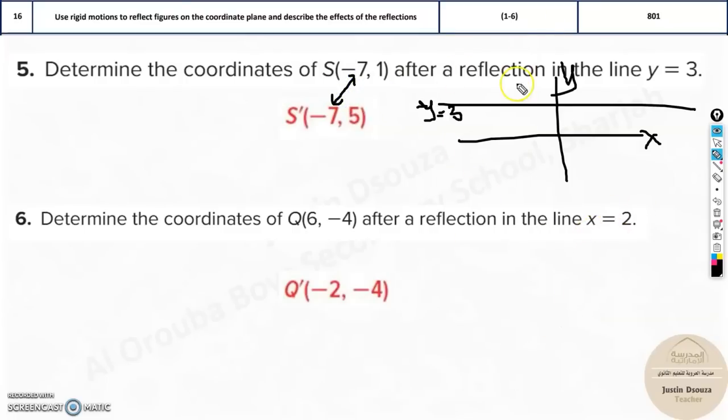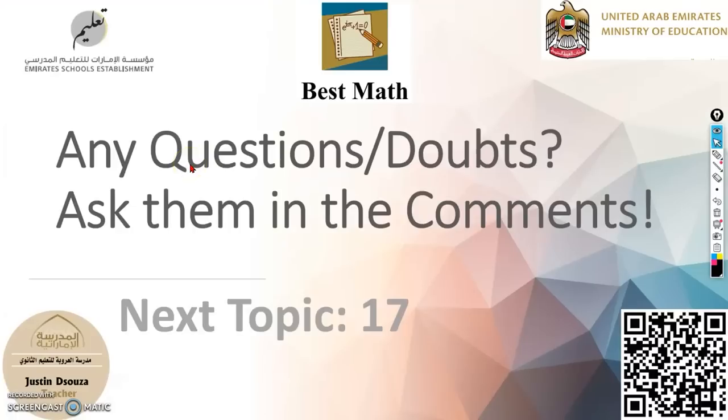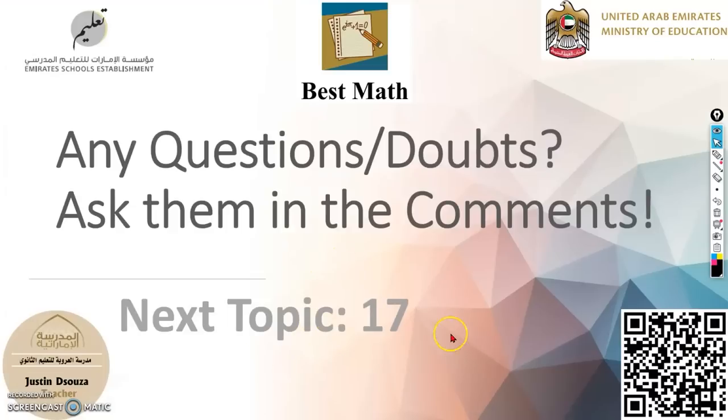When you're dealing with the x equals 2 line, see over here, x equals 2. Now, what does not change? The y value is remaining the same, only the x changes because you're dealing with the x equals 2 line. Whereas over here, with the y equals 3 line, the y value changes, not the x. So that's it. That's the end of this topic. In the next, we will deal with topic number 17.